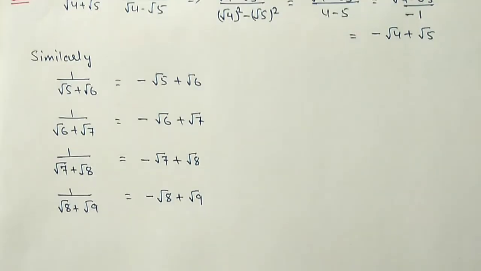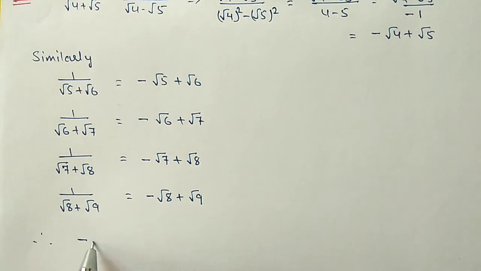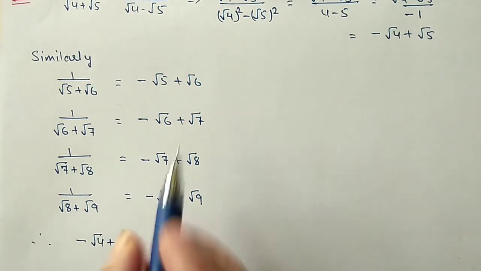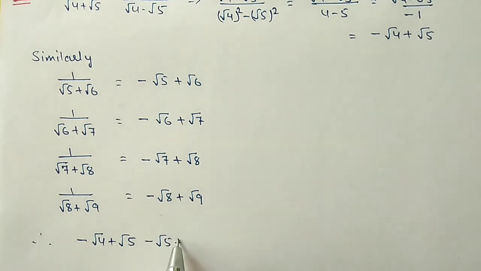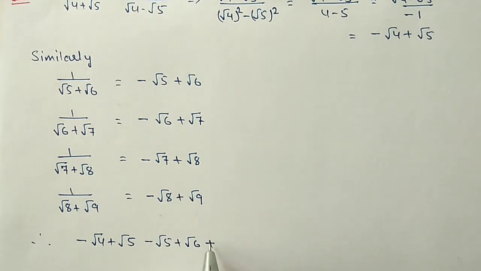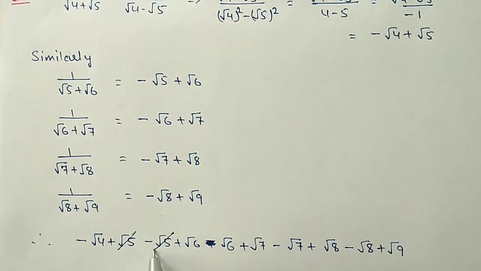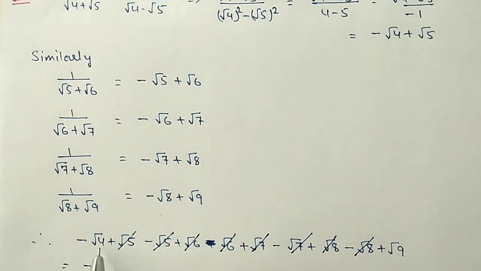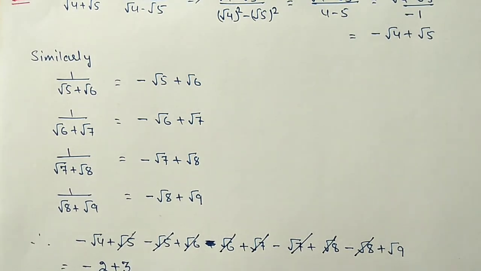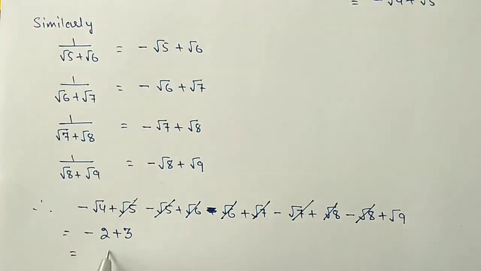Now all these we can compile together. First is minus root 4 plus root 5. Second one we have minus root 5 plus root 6. Then we have minus root 6 plus root 7. Minus root 7 plus root 8 and minus root 8 plus root 9. So these things will cancel out. One is plus, another is minus. And root 4 we can write as 2, and this plus root 9 we can write as 3. So minus 2 plus 3 is equal to 1.